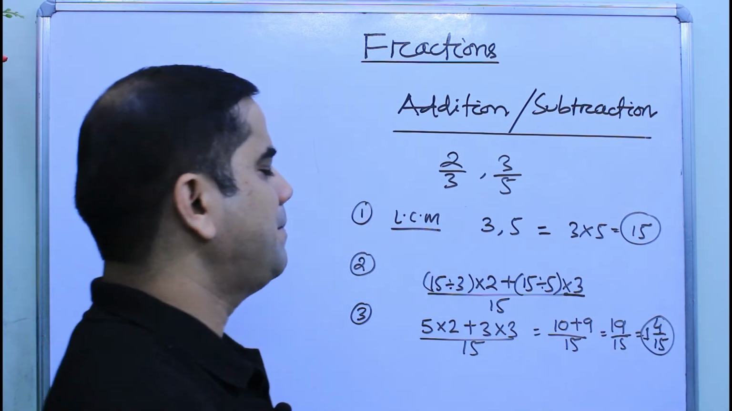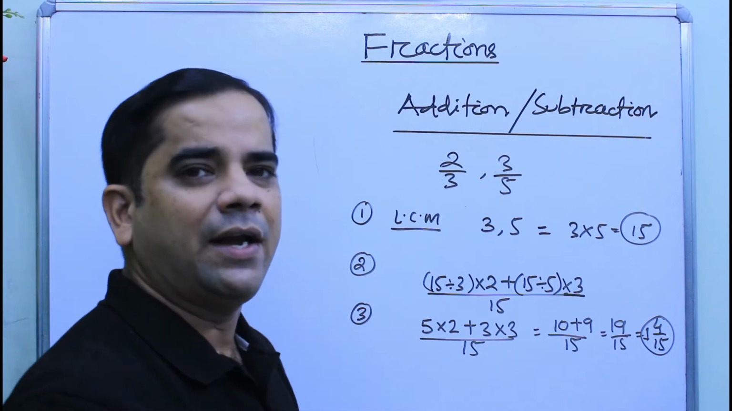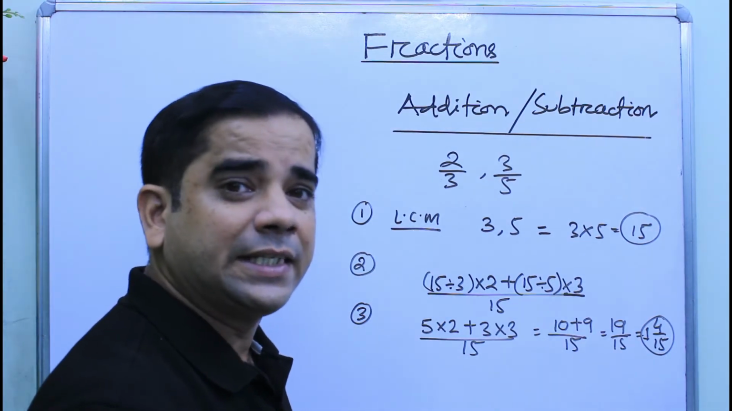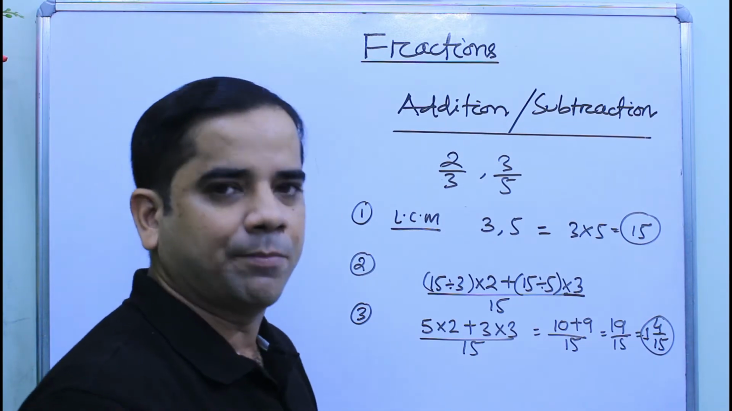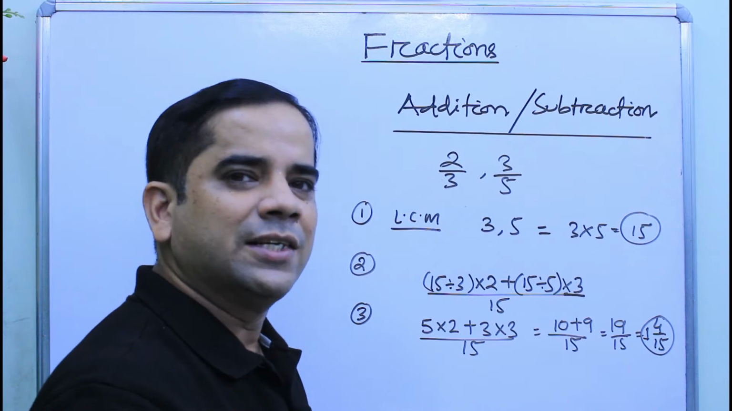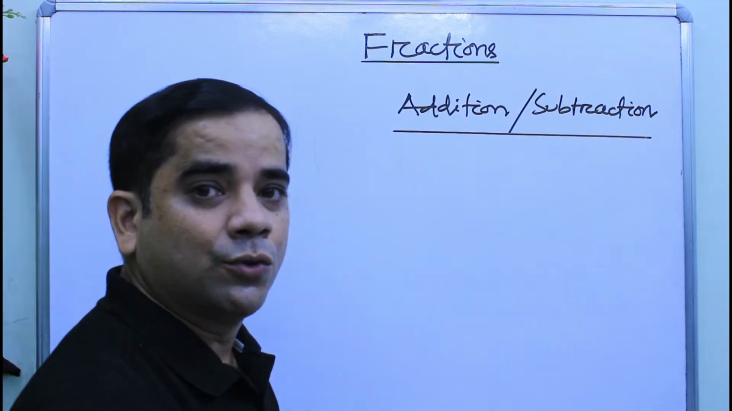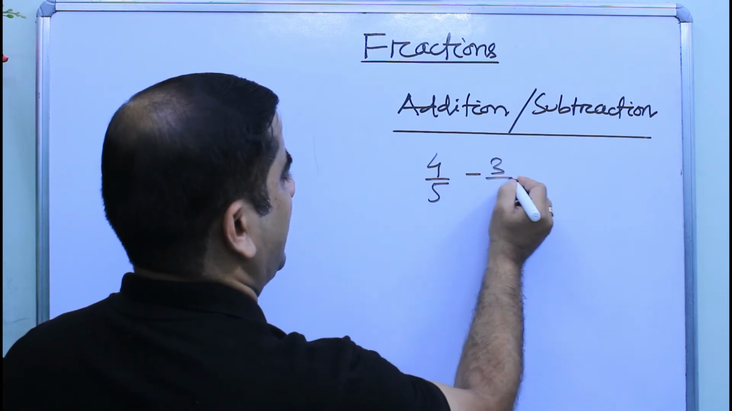We get the same answer. So in this way we can find out the sum of given fractions. So this is the method we generally use to find the addition and subtraction. Okay, let us now discuss an example for subtraction. Okay, students, suppose we have a question 4 by 5 minus 3 by 8.